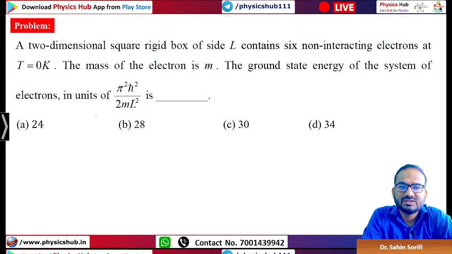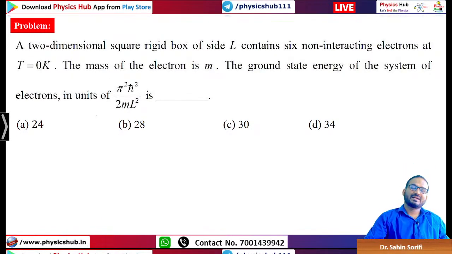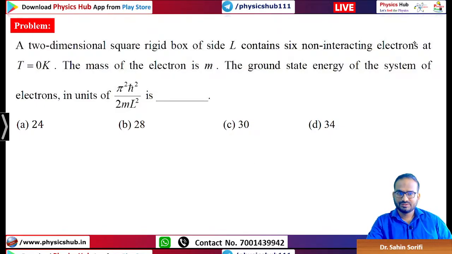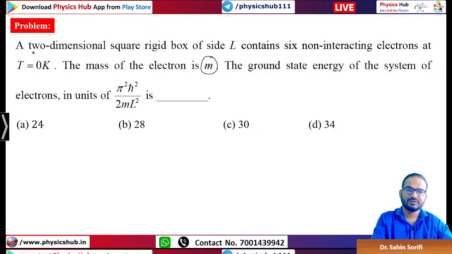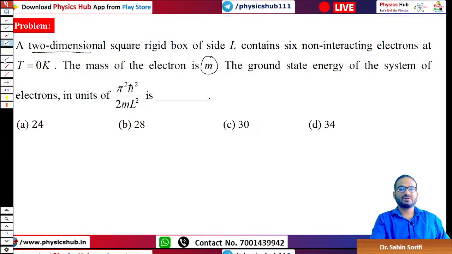A two-dimensional square rigid box of side L contains 6 non-interacting electrons. The mass of the electron is m. The ground state energy of the system of electrons, in units of pi square h cut square by twice m L square, is... Can you do this? 2D box. It's a 2D box.